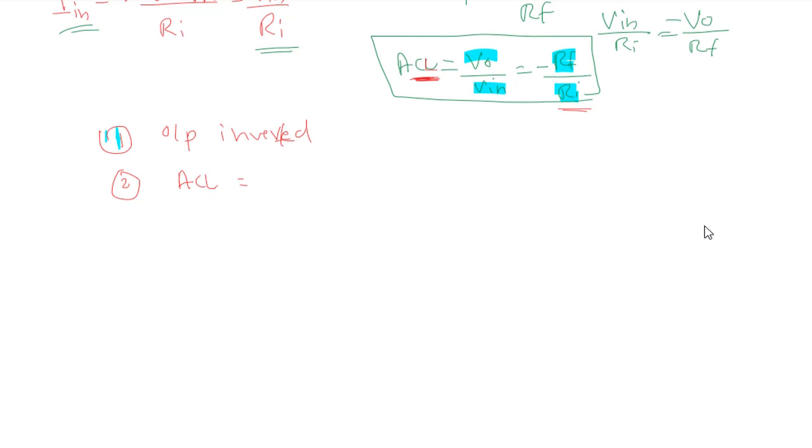and it does not depend upon the open loop gain. Okay, now the third point is, suppose RF is equal to Ri, then closed loop gain ACL will be equal to -1. So you will have unity gain with a 180 degree phase difference. Okay.